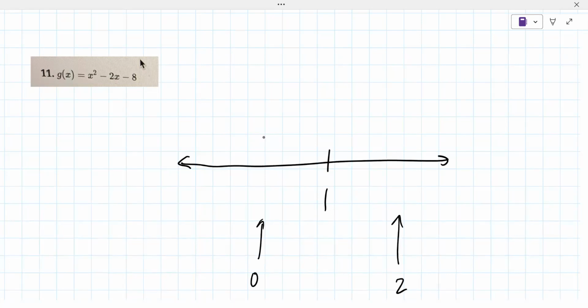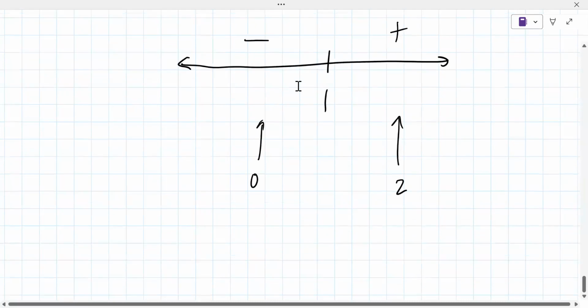Again, you don't care what the actual result is. You just care whether it's positive or negative. So 0 is negative. 2 is positive. So when it's less than 1, it's negative, and when it's greater than 1, it's positive.